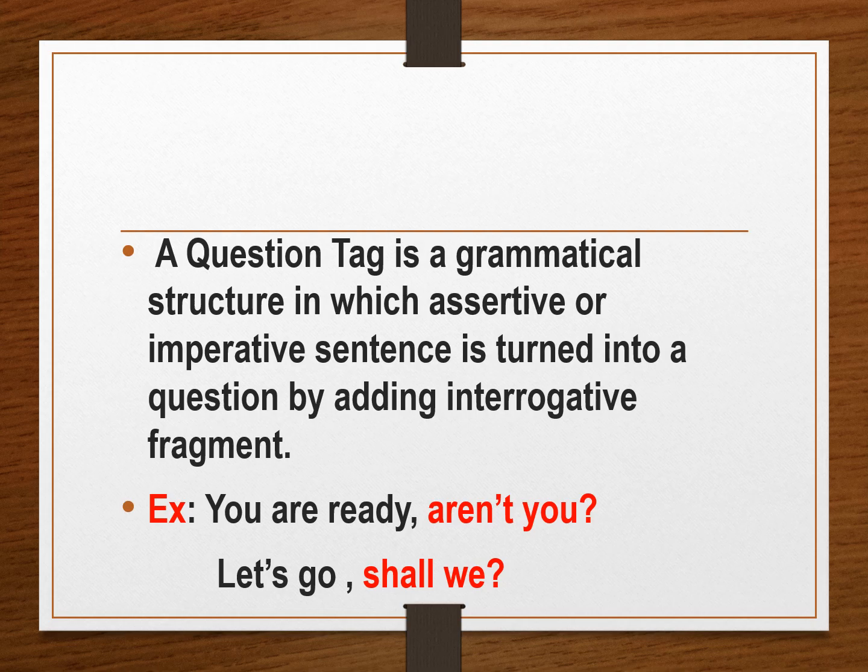Okay, let's go by example. Here is an example: You are ready. That's a simple or assertive sentence, and for that we have added the tag aren't you. Next is, let's go. The tag added there is shall we. So we must observe the given sentence to frame the tag. The tag will not be the same for all sentences. How to decide which tag to add for which sentence? For that, we need to have knowledge of the rules to frame the question tag.